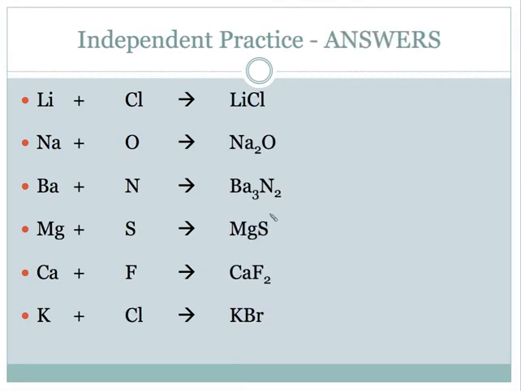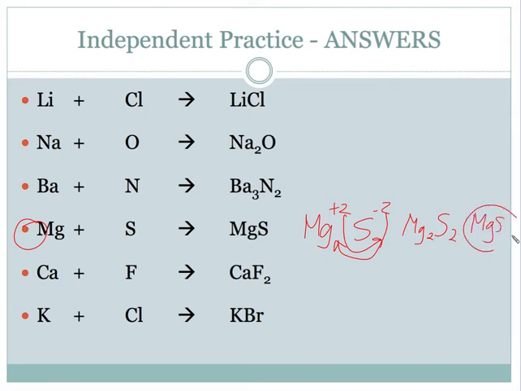So there are your answers for these. You'll notice magnesium and sulfur. This is the one that we have. Mg should be a positive 2. Sulfur should be a negative 2. When you cross and drop, you're going to get Mg2S2. In this case, we can divide them both by 2. We can simplify, so we're just going to make it MgS. That's where we get that one from. Okay? All right. Well done so far.